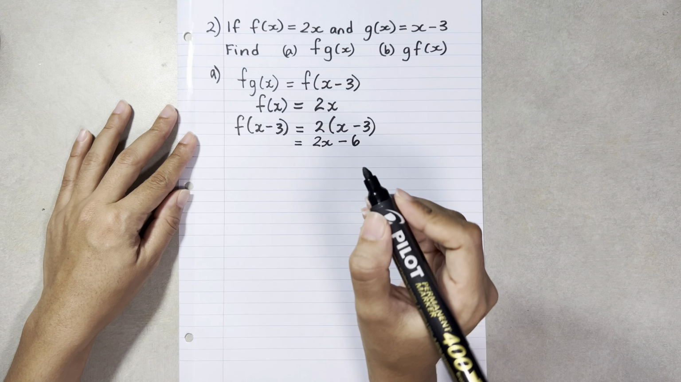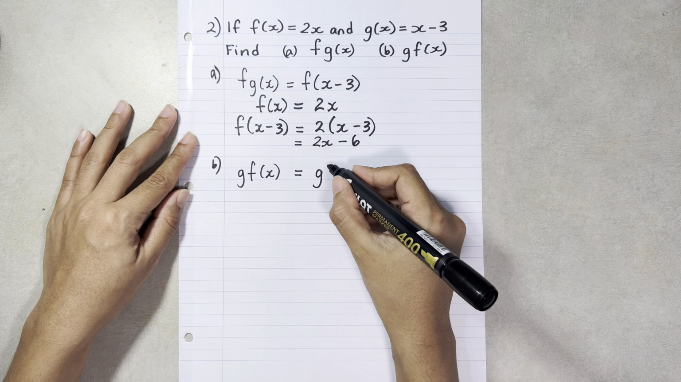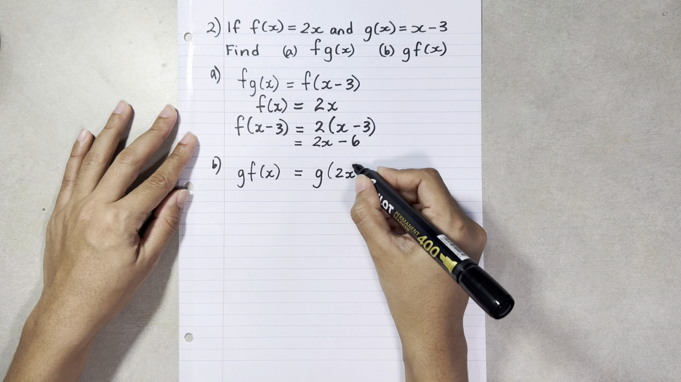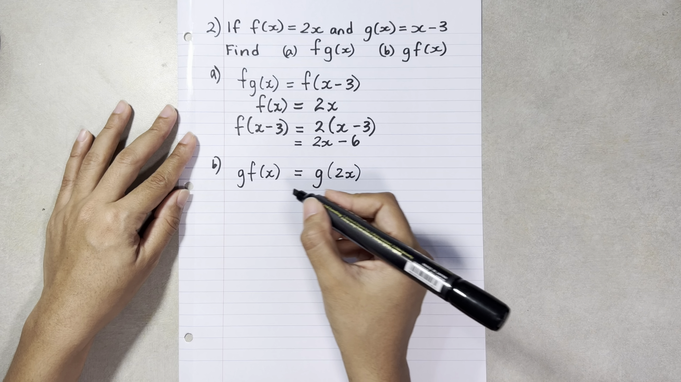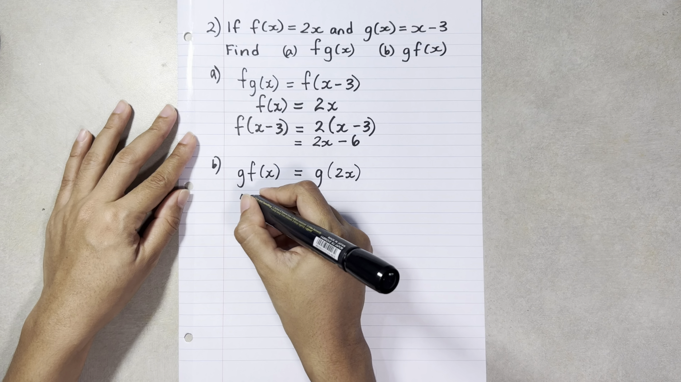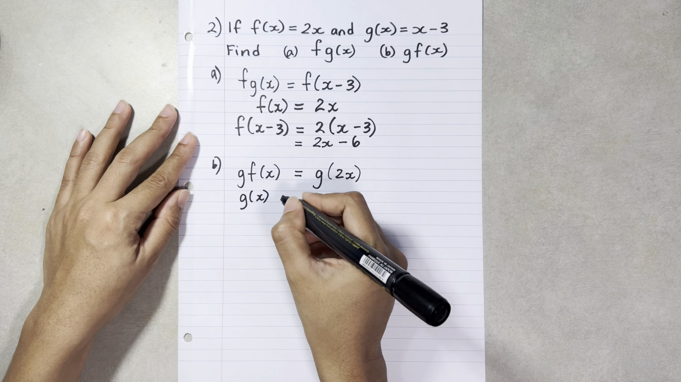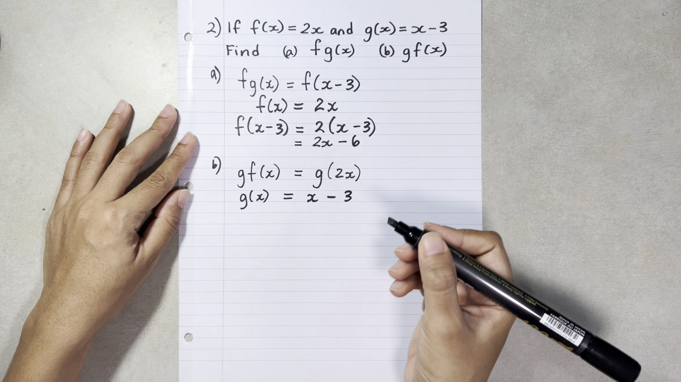Now for part B, we need to find out g of f of x. Now g of f of x is the same as finding out what g of 2x is, because that is what f of x is equal to in this question. So let's write over the function g of x. G of x is equal to x minus 3.